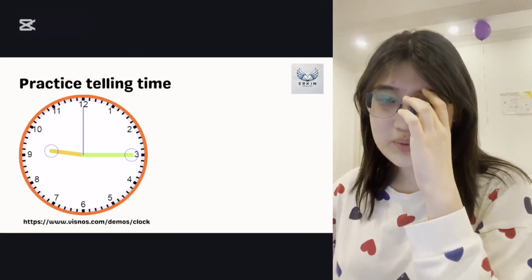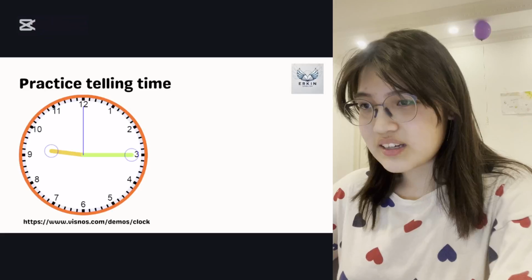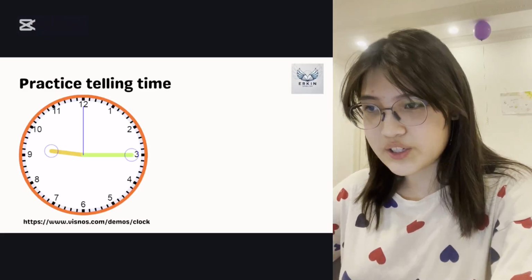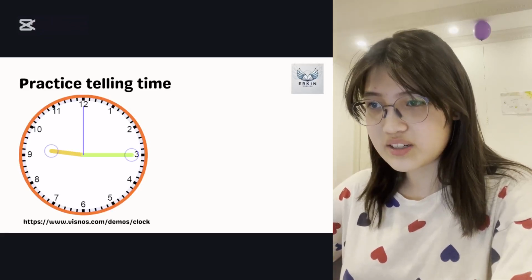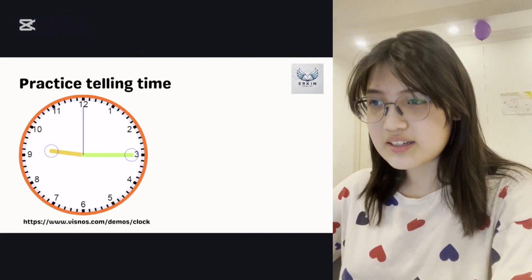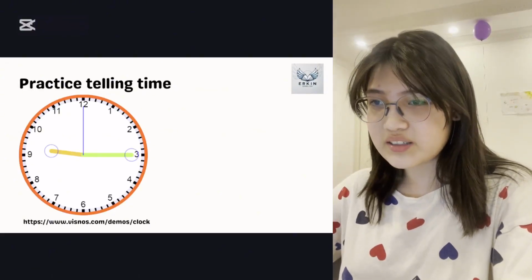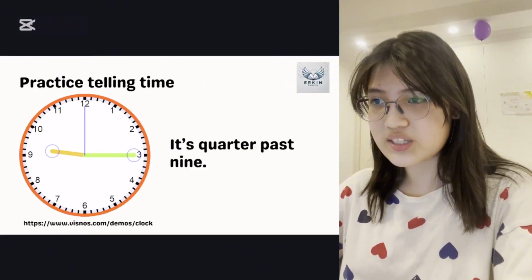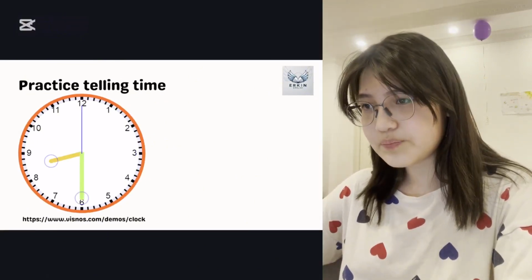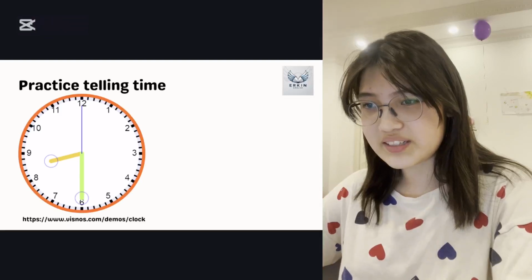And then we can also practice telling time using the analog clock. And here we can see that the minute hand is showing on 3, meaning that a quarter of the time has passed, meaning that it is quarter past whatever the hour. And by checking the small hand, we know that it's the 9th hour, so you can say it's quarter past 9.